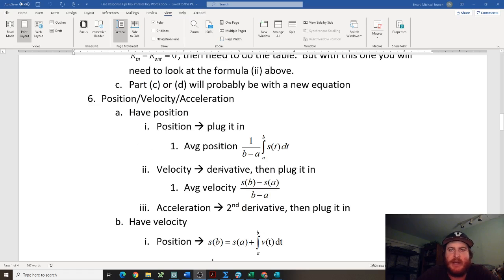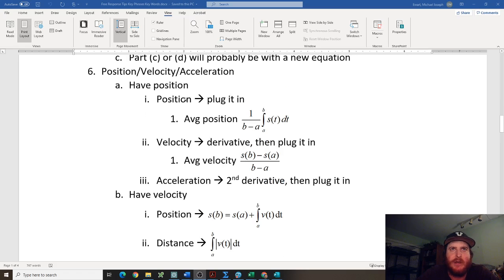Okay, position, velocity, acceleration. This is a big, big topic. We did this last semester. So remember that kind of table, right? Like, position, velocity, acceleration. Going down the table, you take the derivative. Going up the table, you take the integral. So a lot of these depends on what you have. If you have the position and they ask for position, you just plug it in. If they ask you for the average position, you would do the average value formula.